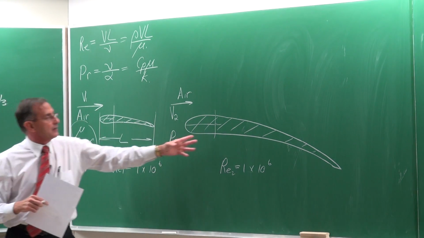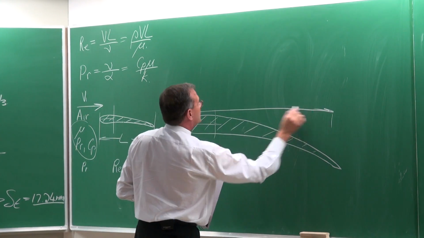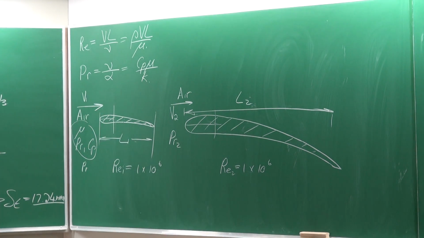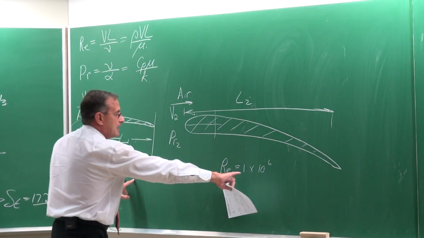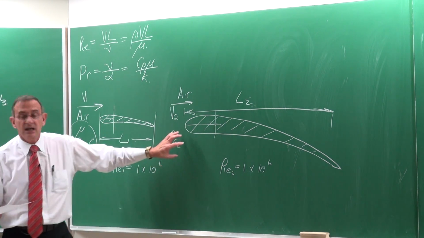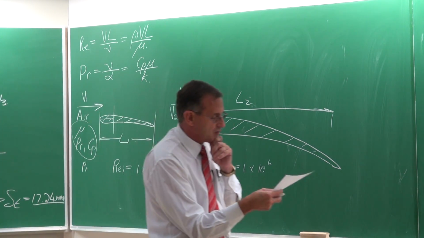However, the length might be something totally different. Let's suppose in this case L2, which can be much larger than L1. As long as we keep the Reynolds numbers the same, we have similarity. And also, which is more challenging, is of course keeping the Prandtl numbers the same. If we also can keep the Prandtl numbers the same, then the heat transfer will also be similar. So there is similarity between the fluid mechanics and the heat transfer.